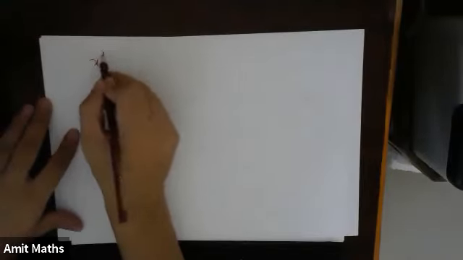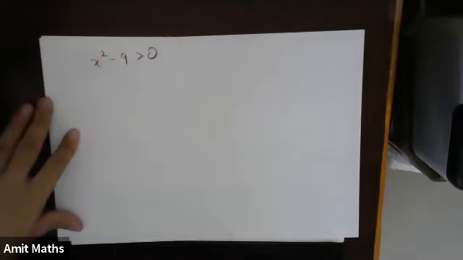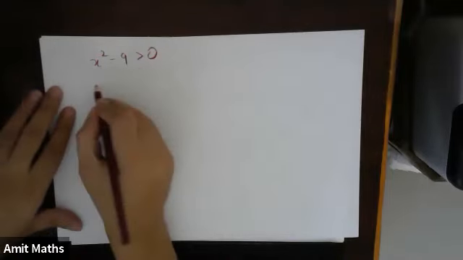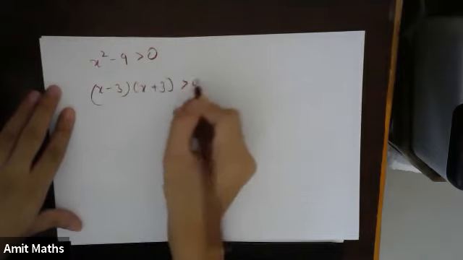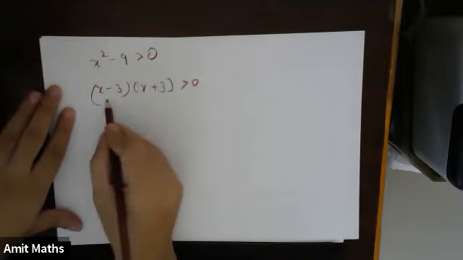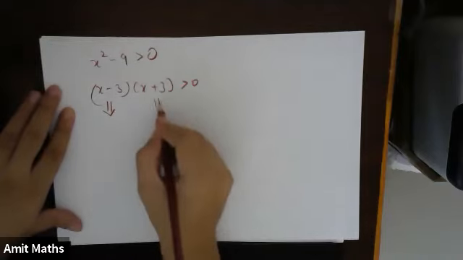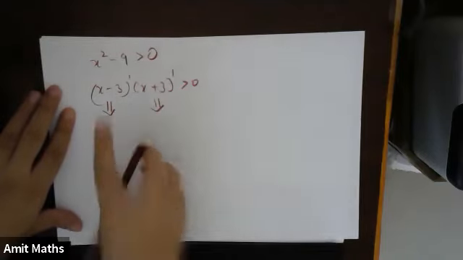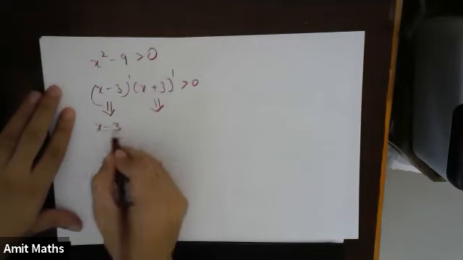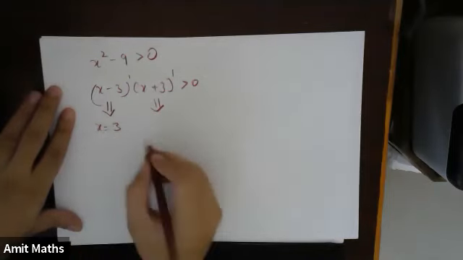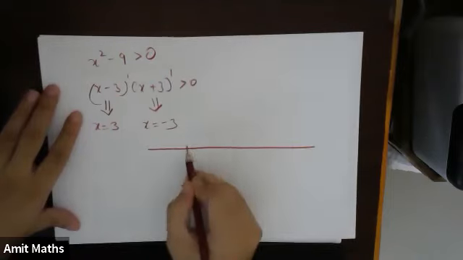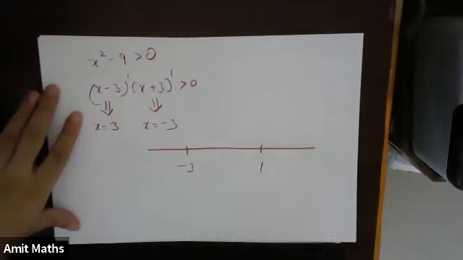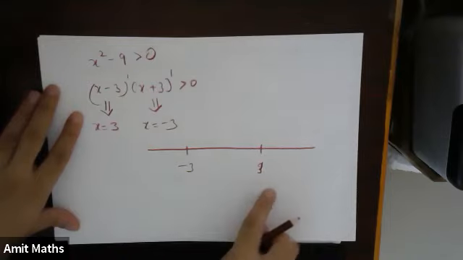Okay, so let's solve. That means x square minus 9 should be greater than 0. I can factorize this. So this is x minus 3 into x plus 3, which should be greater than 0. What are the two critical points? This is power 1, this is power 1. For this one, x is equal to 3. This is one of the critical points. For this one, x is equal to minus 3. So I will have minus 3 and 3.